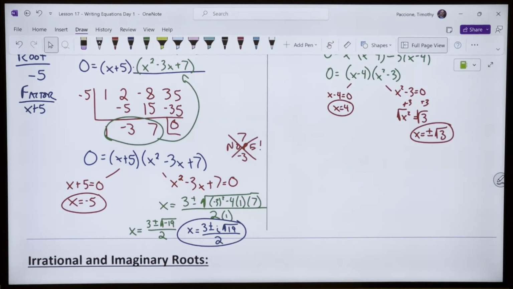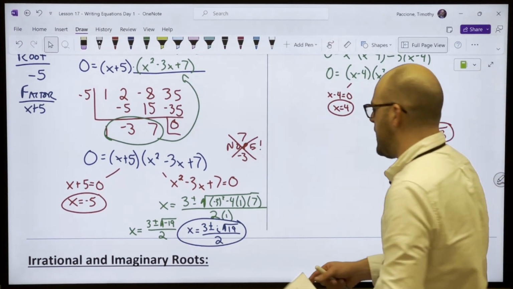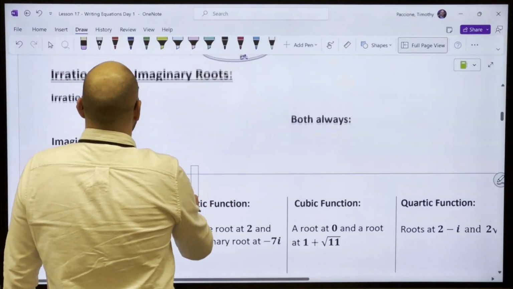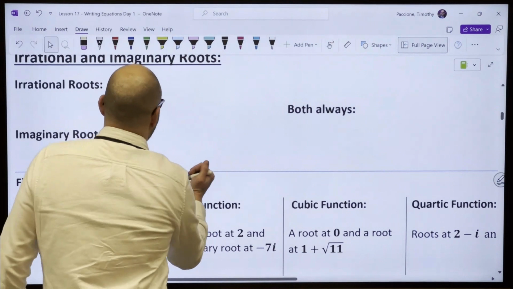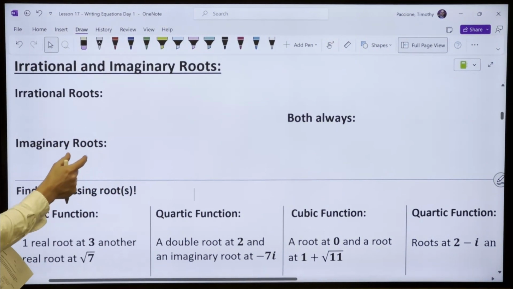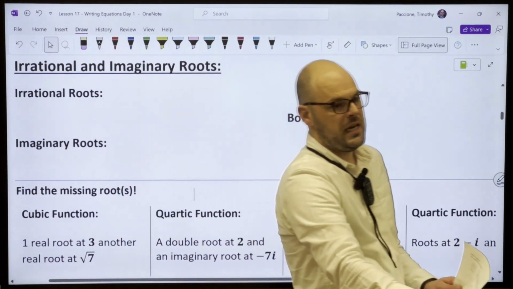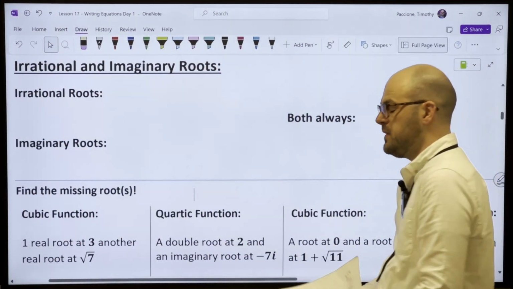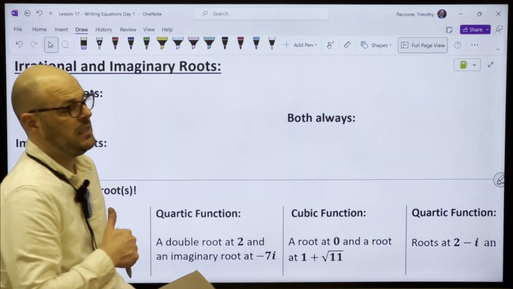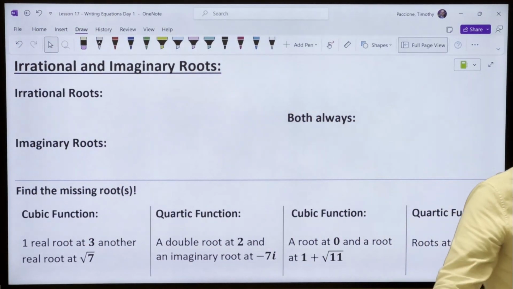All right, so let's actually keep moving forward, and we'll come back to homework questions. Okay, so let's define these two pieces. These are two types of roots, irrational roots and imaginary roots. And they have something in common, something that happens with them every time, and knowing that provides us information, and it allows us to keep going when maybe we couldn't before.